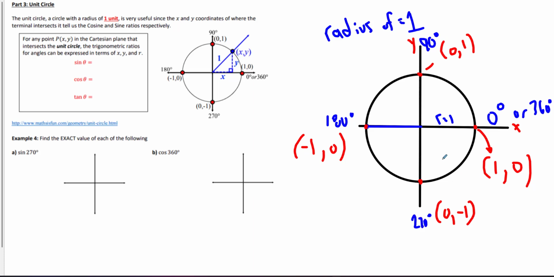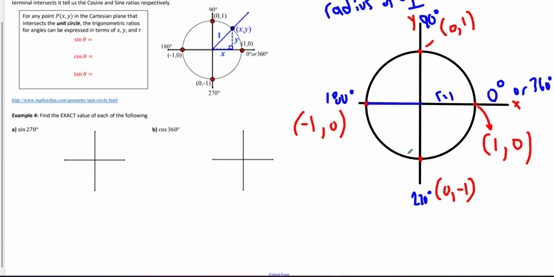So why is this useful? This is useful for when we want to determine what sine of 270 is, cos of 270, and tan of 270. Or sine of 90, cos of 90, tan of 90. So when we were trying to figure out the primary trig ratios for any of these 4 points, how do we figure it out?